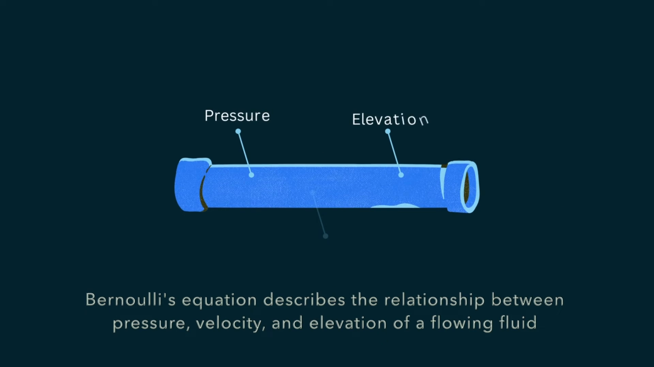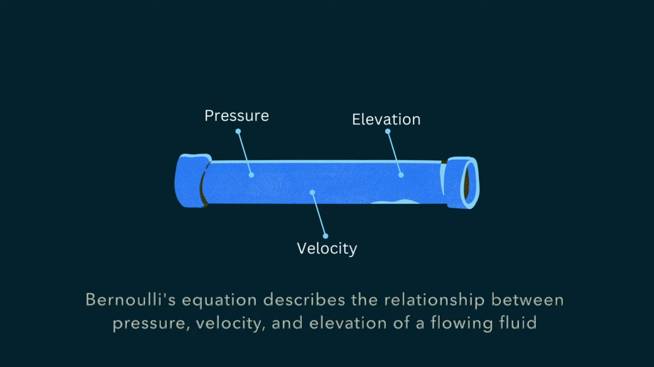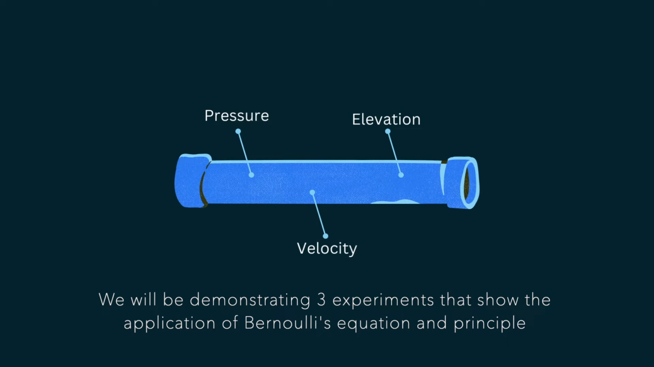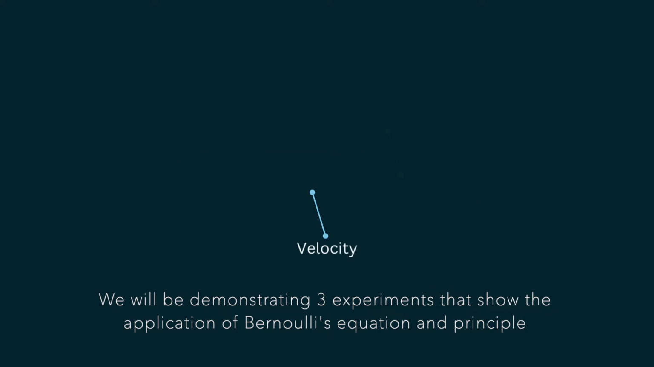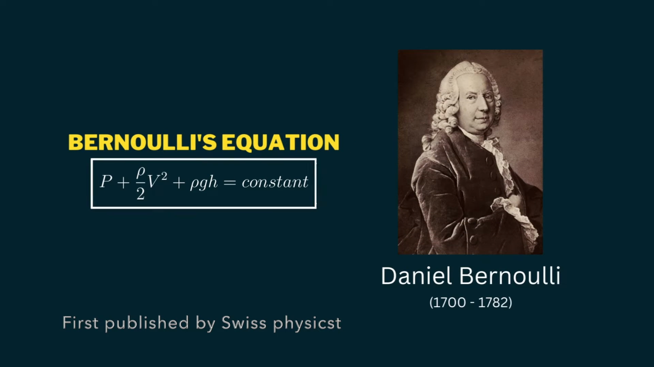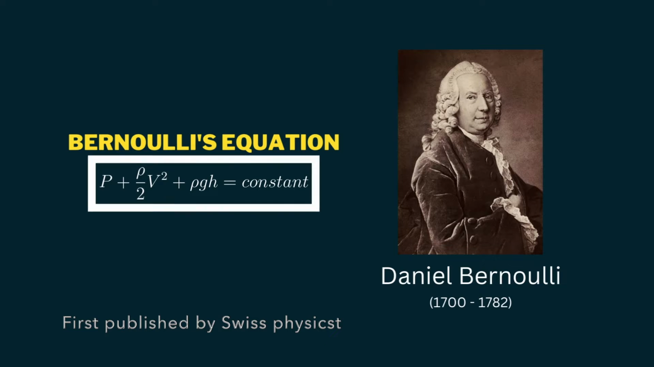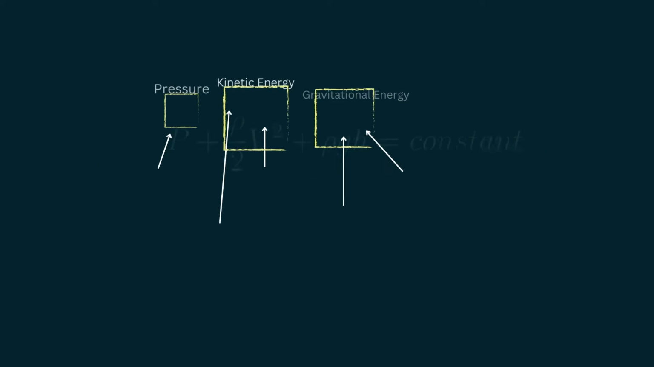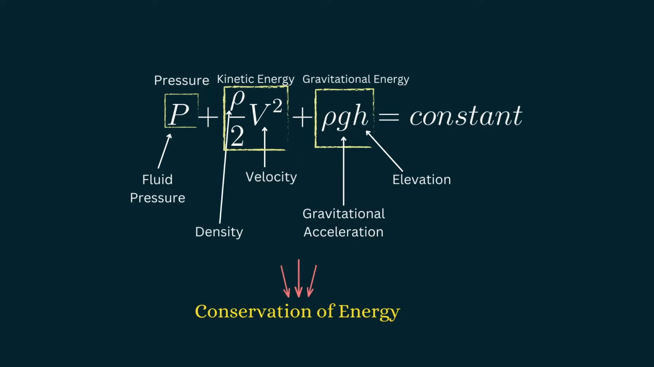Bernoulli's equation describes the relationship between pressure, velocity, and elevation of a flowing fluid. We will be demonstrating 3 experiments that show the application of Bernoulli's equation and principle. Bernoulli's equation was first published by the Swiss physicist Daniel Bernoulli in 1738. We can think of Bernoulli's equation as a conservation of energy.